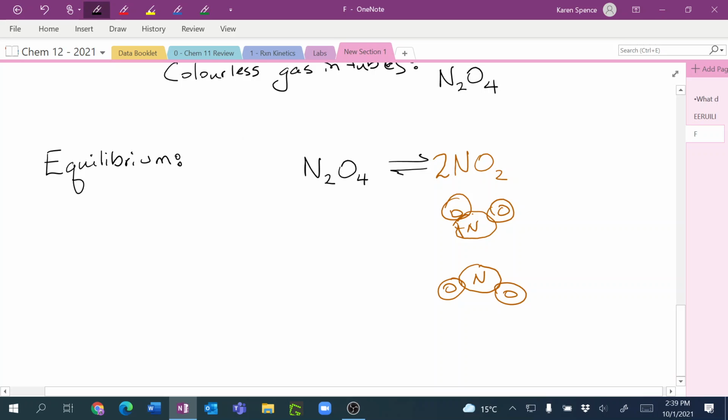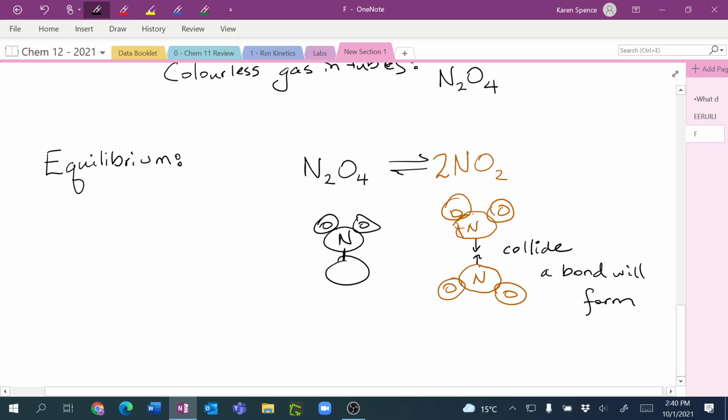And at some point, those two will collide and a bond will form. All right? And when that bond forms, instead of having two separate NO2 molecules, we're going to have an N and an O and an O, and that'll be bonded to another N and an O and an O. And now we have an N2O4. Yes?